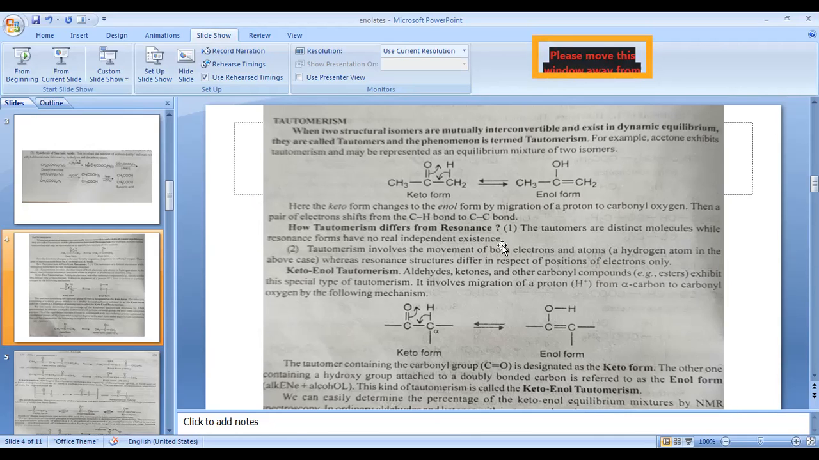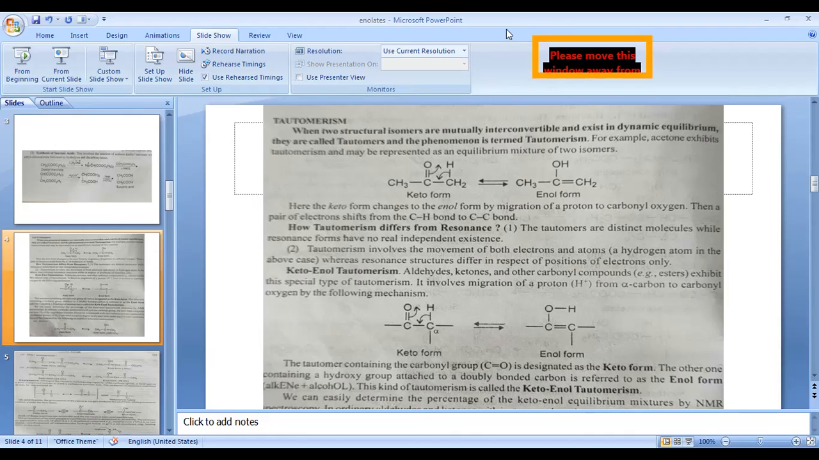They can be shown on paper only. Tautomerism involves the movement of both electrons and atoms, the hydrogen atom in the above case. Here there is movement of electrons, a shift of electrons plus a shift of atoms. This hydrogen atom gets shifted here.